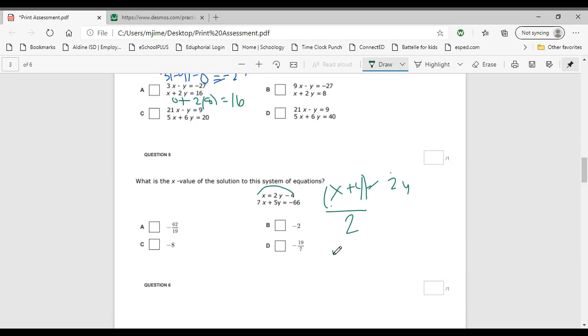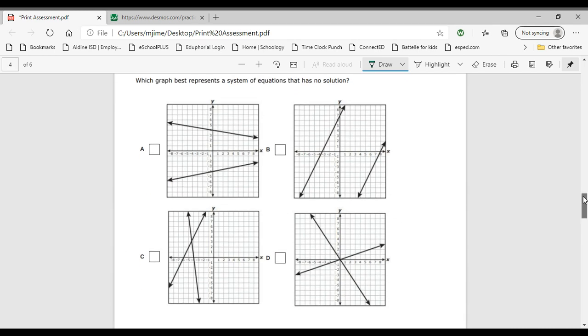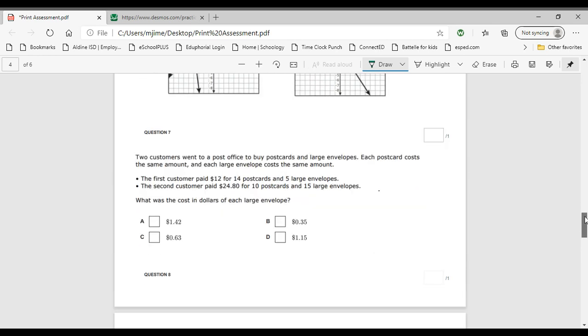But I already solved the first one. Y equals parentheses x plus 4 close parentheses divided by 2. That's what you would write into the decimals calculator. All right, this one right here, no solution would be 2 lines that are parallel. That means that they're never going to intersect, so choose which answer choice that would be.